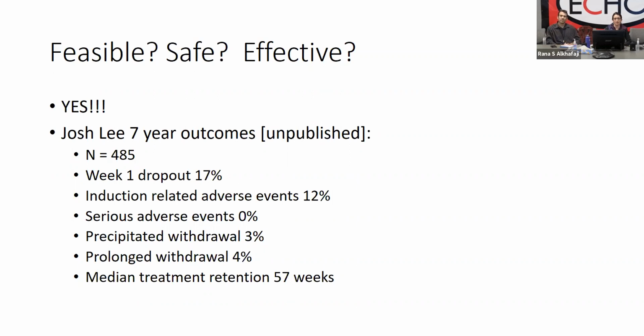Now these are the percentages for patients who started the induction at home, and what was found was that they were at least as effective in these measures as the in-clinic inductions. And so there was week 1 dropout of 17%, the induction-related adverse events at 12%, and then the serious adverse events of 0%. Precipitated withdrawal was relatively low at 3%.